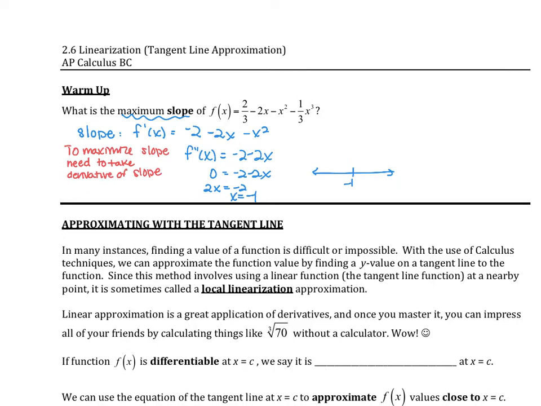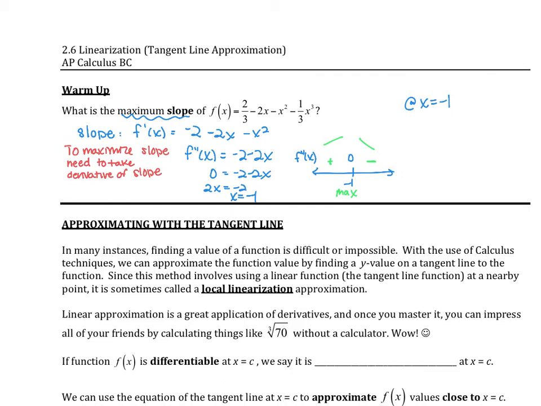If I plug in values into the second derivative, which is the derivative of what I'm trying to maximize, I will get a positive number if I plug in, say, -2. That gives me a positive number, therefore my slope function is increasing. And if I plug in, say, something like 0, we get a negative number, and therefore my slope function is decreasing, which means that when x equals -1, we have a maximum slope.